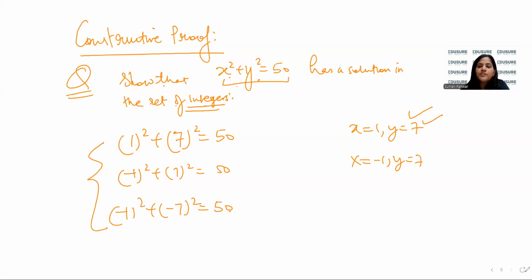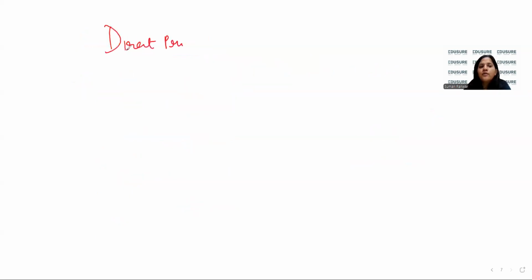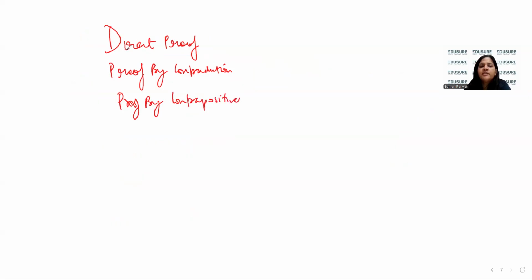So what are the methods of proof? Methods of proof are direct proof, proof by contradiction, and proof by contrapositive. This is generally done to prove that P implies Q, if, then, something like that.